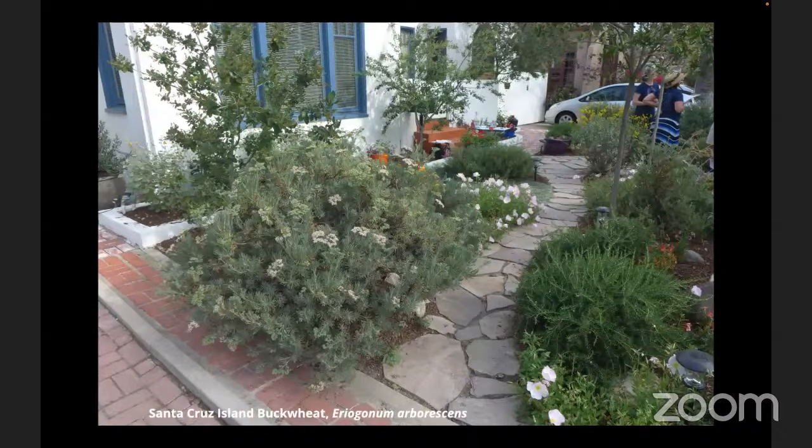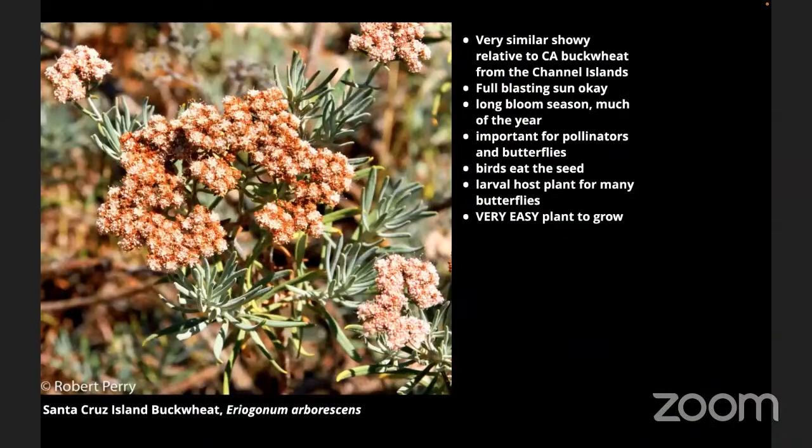Santa Cruz Island buckwheat is from the Channel Islands, and it has a lighter color foliage and wider flower clusters. I love our native California buckwheat, but this is just a little bit more ornamental. Blooms for a lot of the year. Has all of the same habitat benefits, even though it's not local native. It is from Southern California or Southern-ish California.